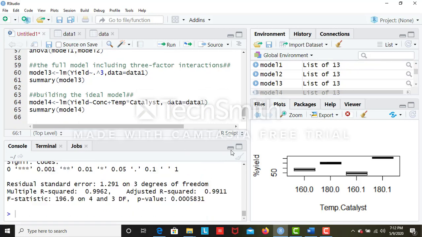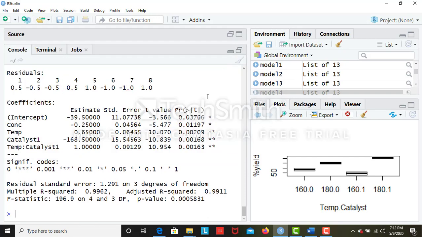You can see that now we have every concentration, temperature, catalyst, and the interaction. They are all significant. So this would actually be the ideal model for this data set, because I have every coefficient here to be significant, and also both the R squared and the adjusted R squared are significantly high, which is 99%. So this will actually be my ideal or the best model for this particular analysis.